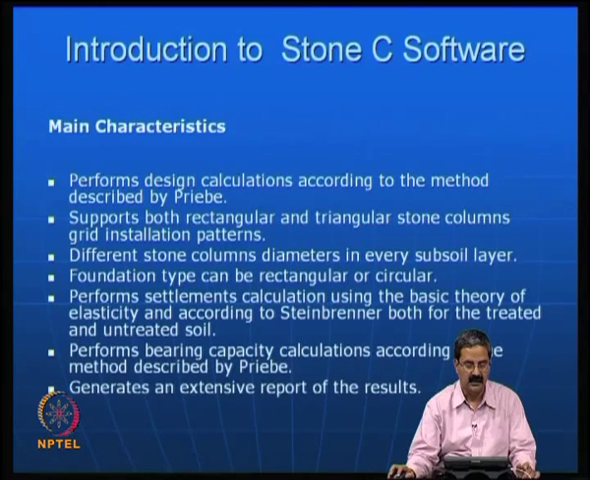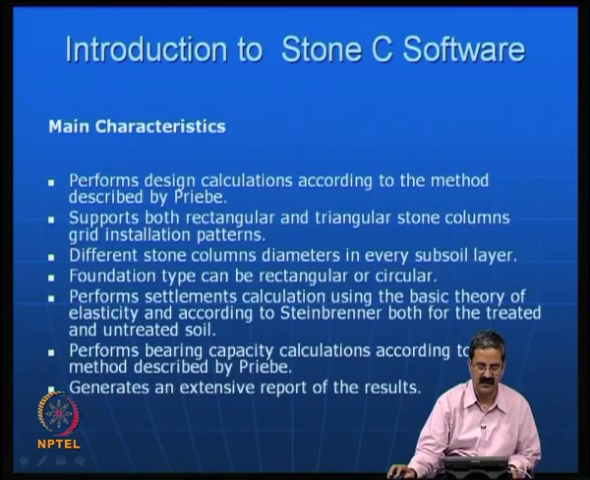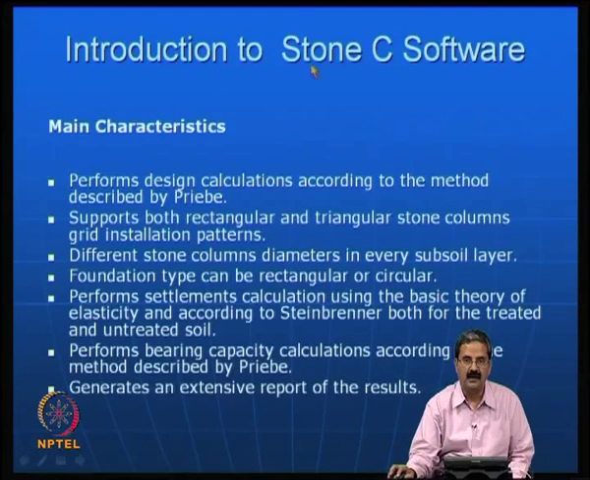It is available, and particularly when you are doing stone column calculations, it needs a lot of going back and forth. It is always nice to have something tested, and different stone columns and diameters in every sublayer one can give. Foundation type can be rectangular or circular. It performs settlement calculation using the basic theory of elasticity.